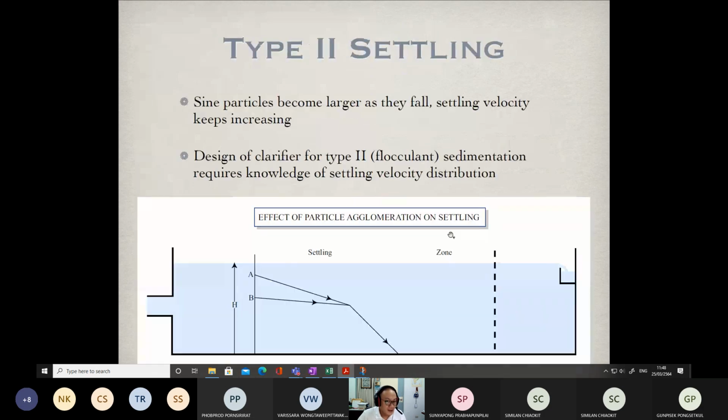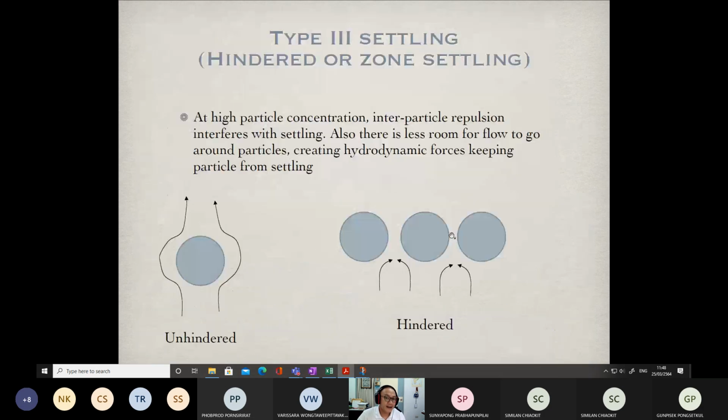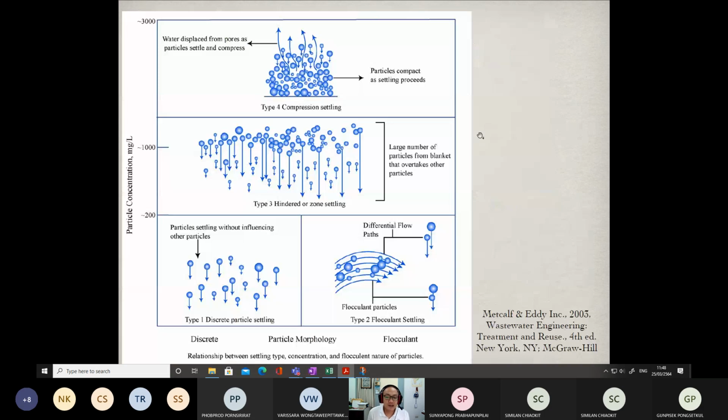And in fact, the sedimentation of particles occurs in several unit operations and unit processes. We can classify it into 4 types of settling. Discrete particle settling is considered type 1. So when grit settles to the bottom of the chamber, as discrete particle settling, we classify it as type 1. Type 1 settling normally occurs in a grit chamber.